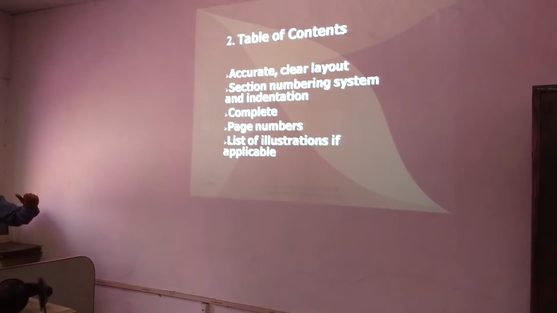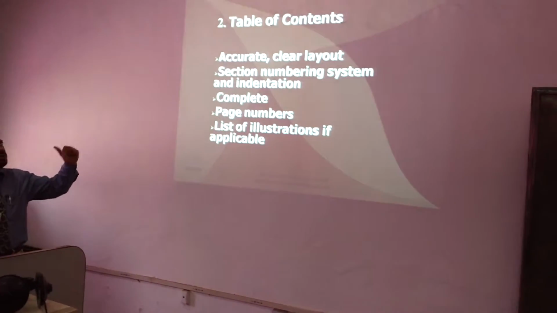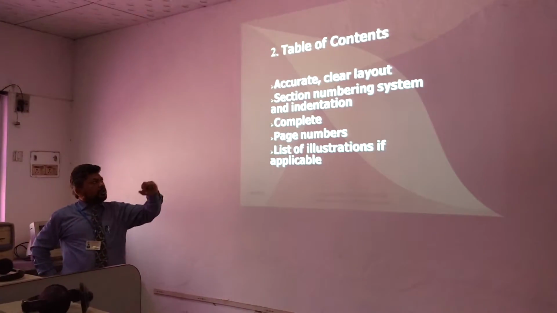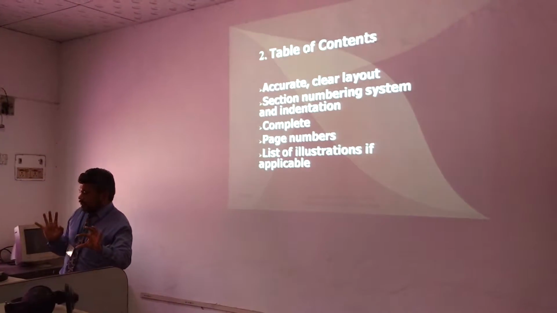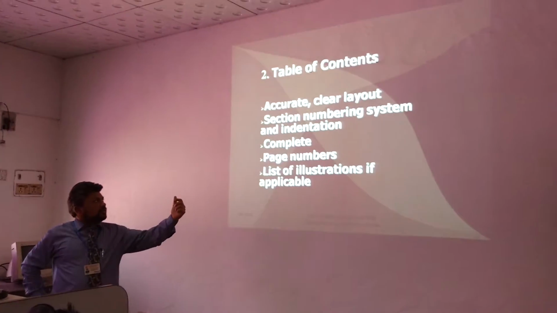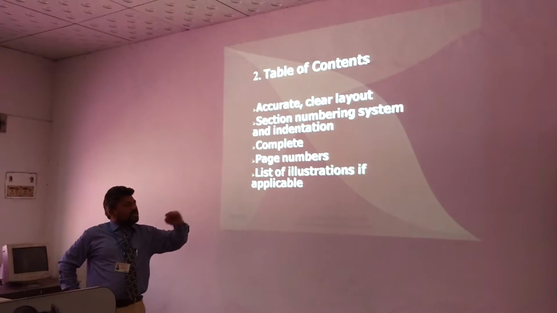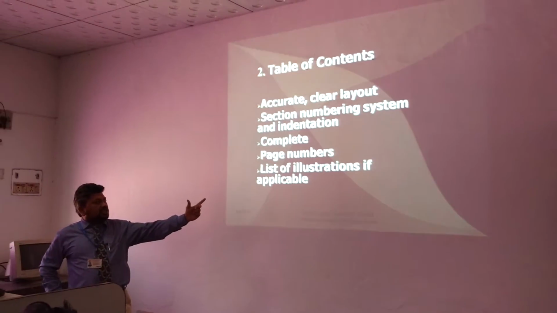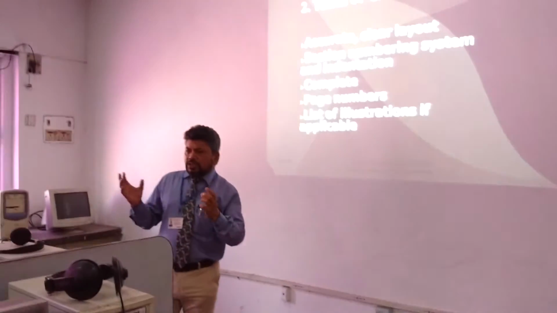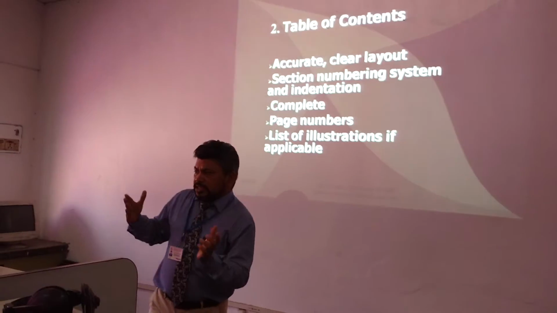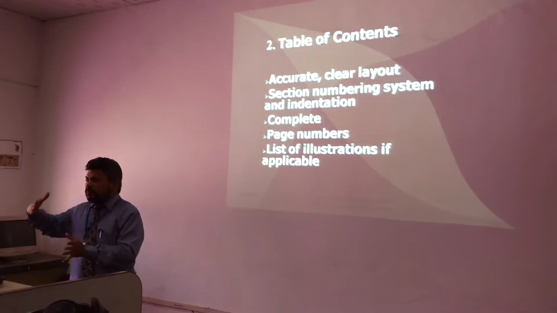Second checklist is the table of contents. Inside that, check whether the table of contents is accurate, clear, has a clear layout, and has a section numbering system and indentation or not. Indentation we have already discussed in our earlier lectures. Then completeness, whether the report is complete or not. Page numbering is there or not. List of illustrations, if applicable: if some crisp material is there and you wanted to illustrate it, whether you have illustrated it or not. These things should be checked before finalizing the report for its publication.